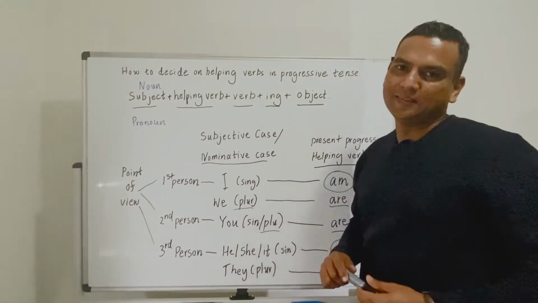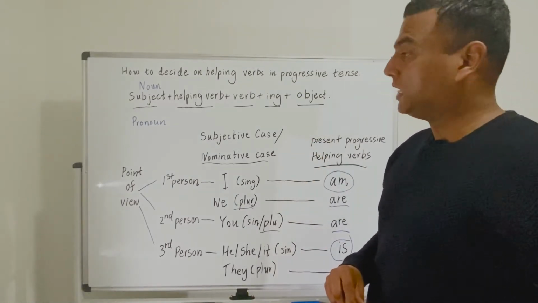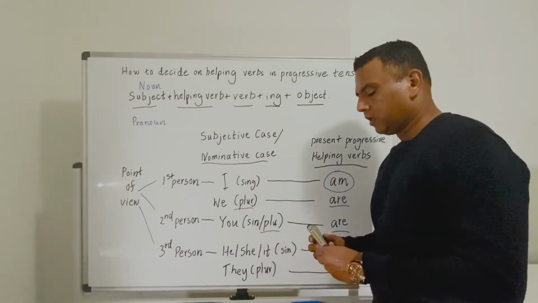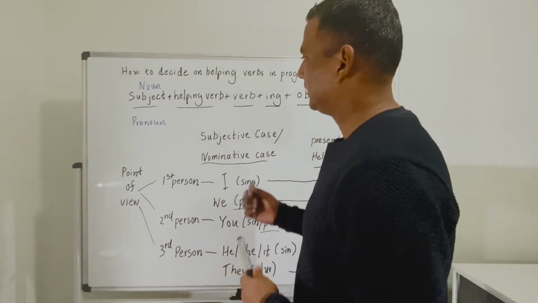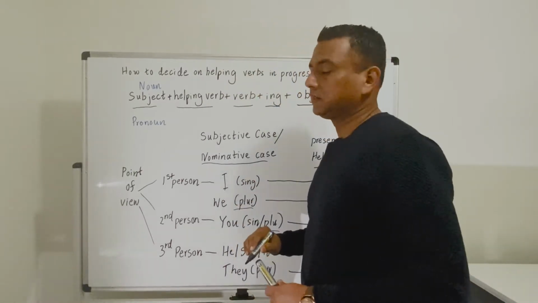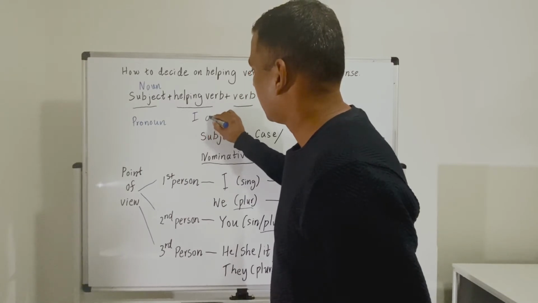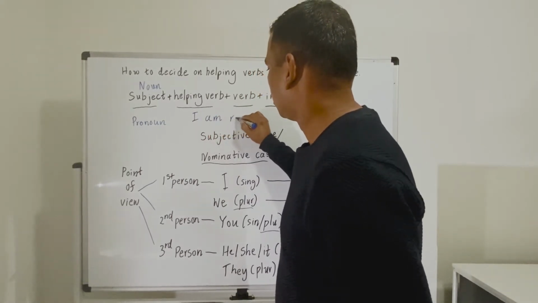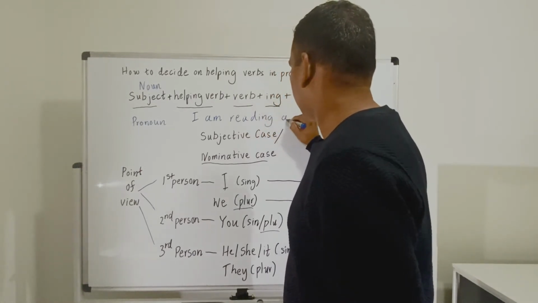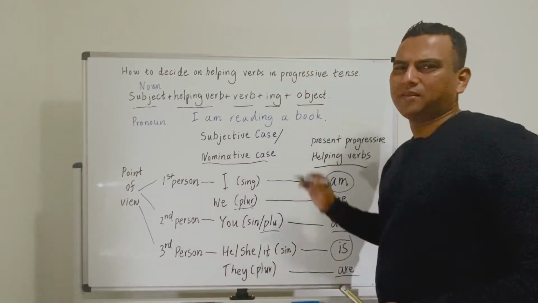Okay, now let's try to understand the usage of these helping verbs by using them in sentences. Okay, for example, if we take a sentence, first we'll start with I. Let's say, I am reading a book. Okay, so it's a very simple sentence I have taken.